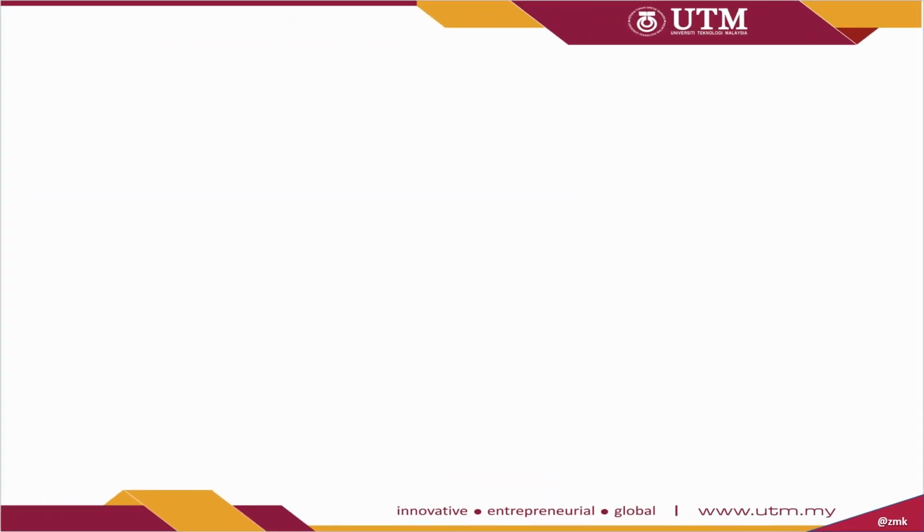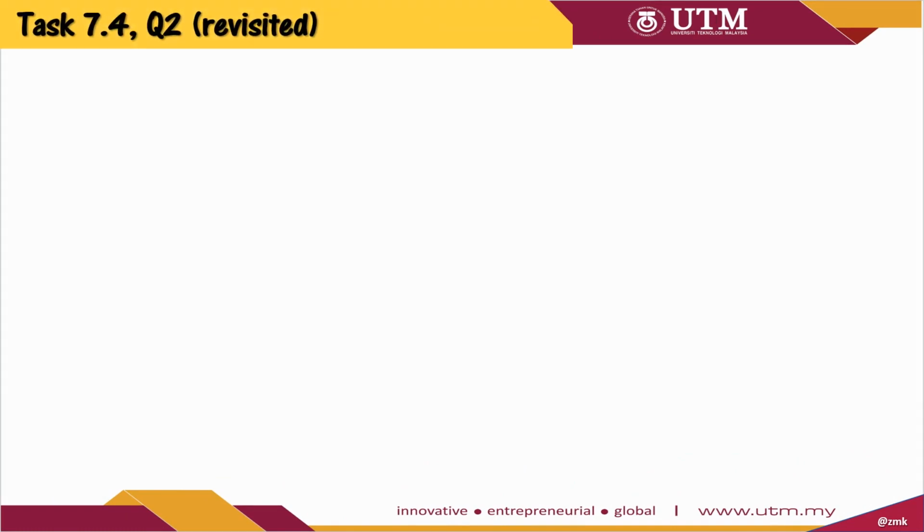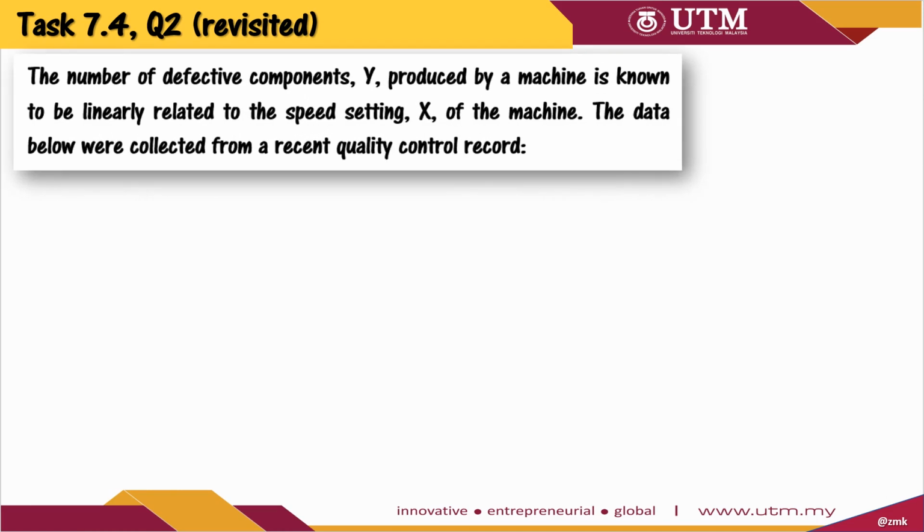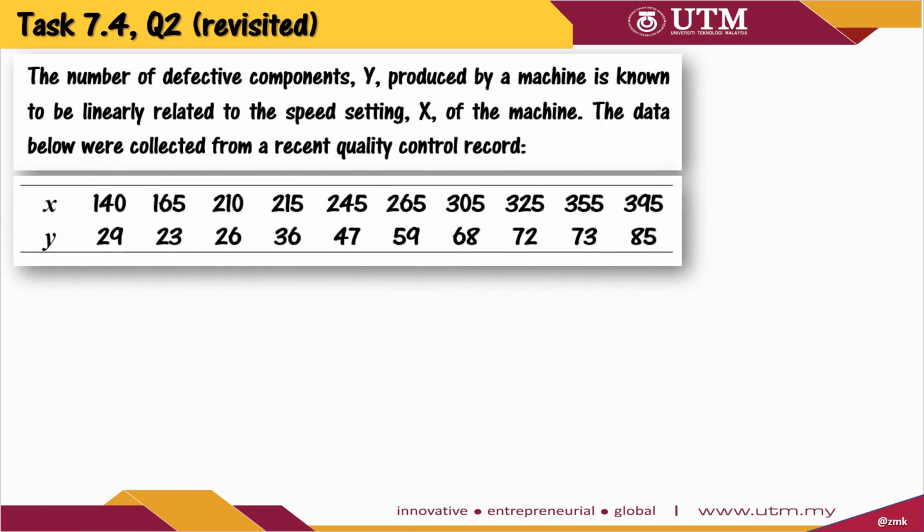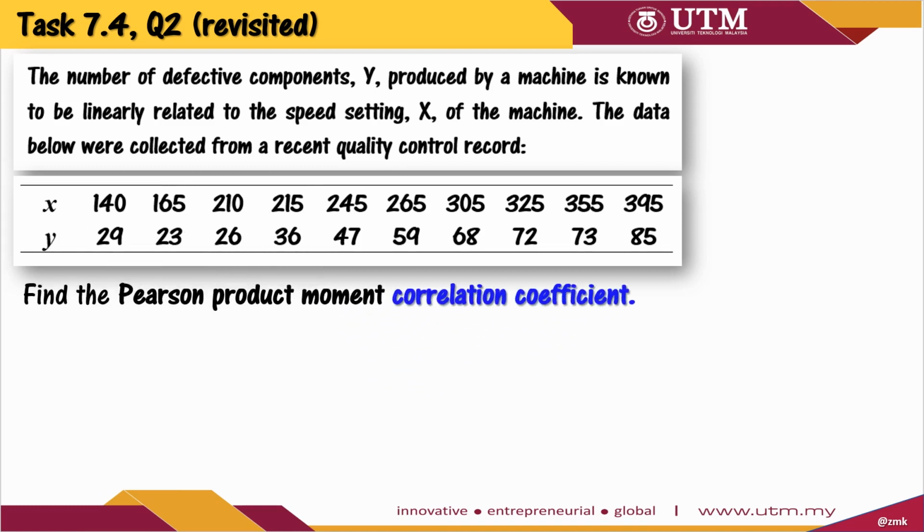Please refer again to the sample data from task 7.4 question 2 from the Statistics for Engineers textbook for another example. Recall that this task question is on the relationship between the number of defective components produced by a machine denoted by Y and the machine speed denoted by X. The sample data were given as follows. The question this time is, you are to find the Pearson product moment correlation coefficient, which is the sample correlation coefficient denoted by R, and interpret your answer, which is the value of R.